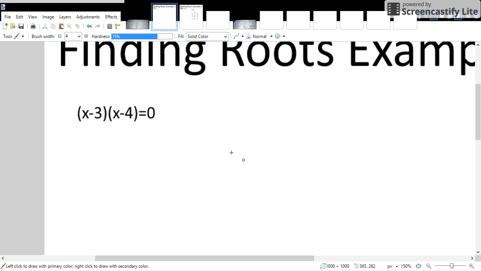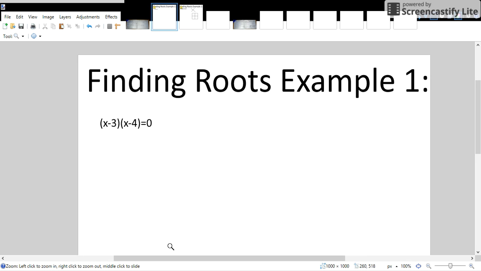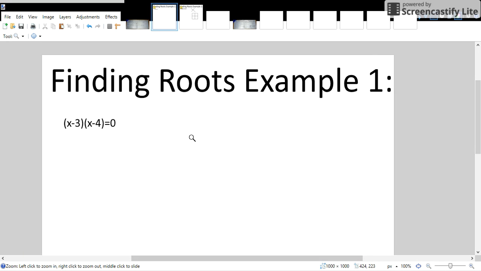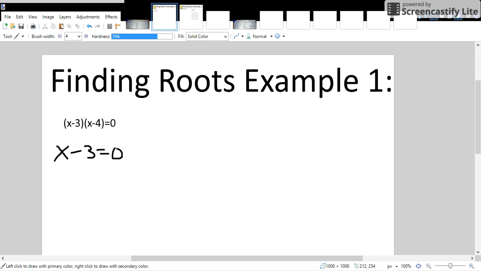Now let's try another example for this. So finding roots, example 1. Go ahead and pause the video, see if you can find these yourself. Remember, set both of the binomials equal to 0 individually. Okay, so we set up your two equations. You have x minus 3 equals 0 and x minus 4 equals 0.